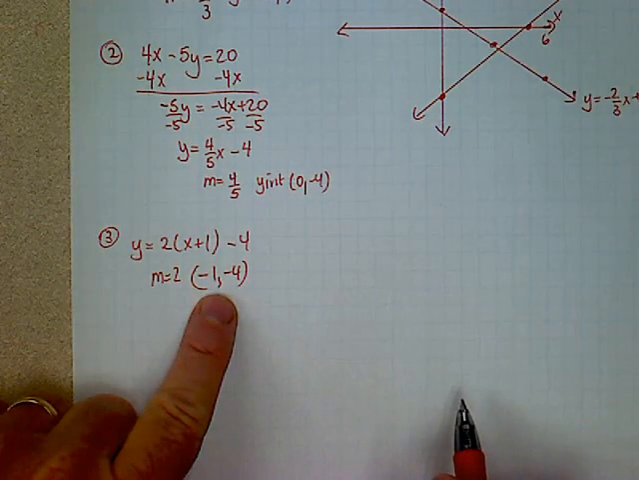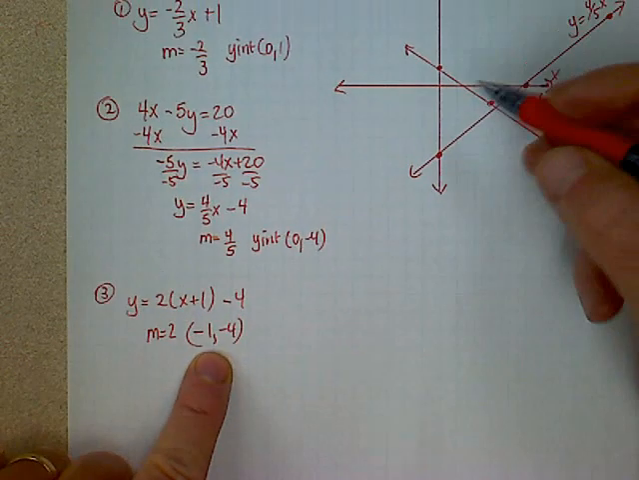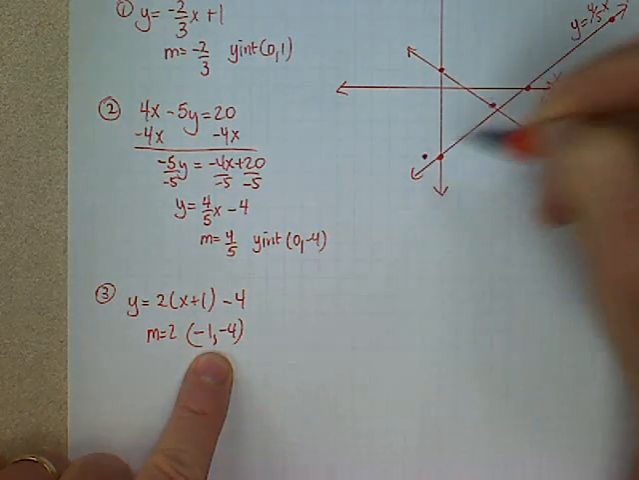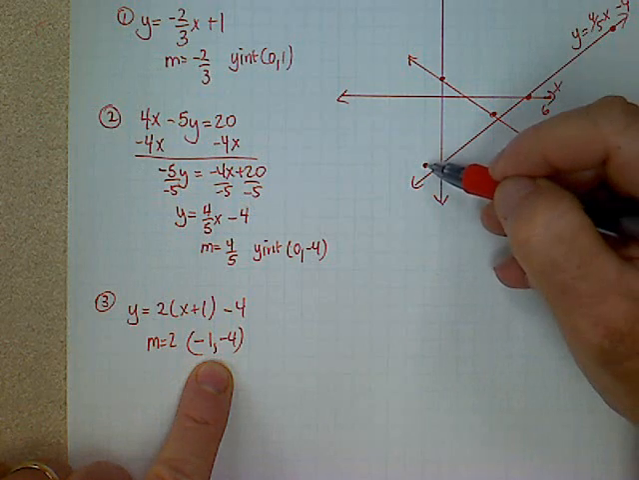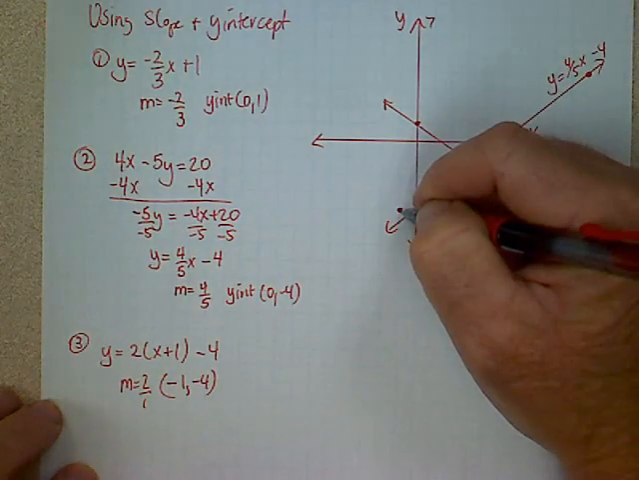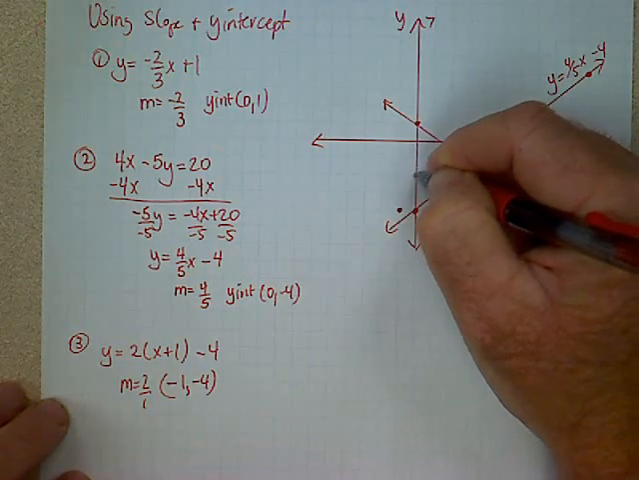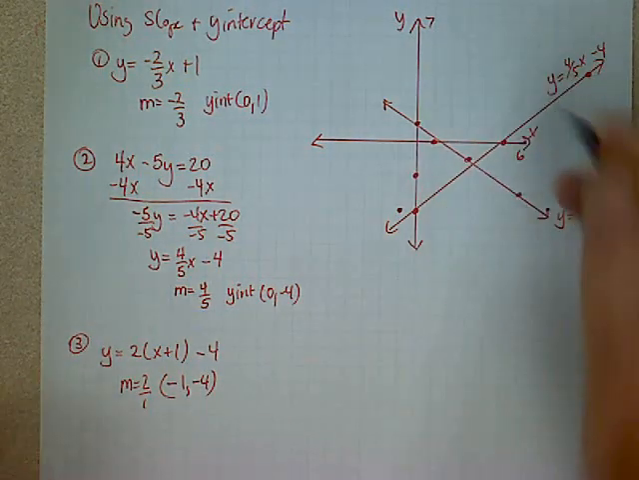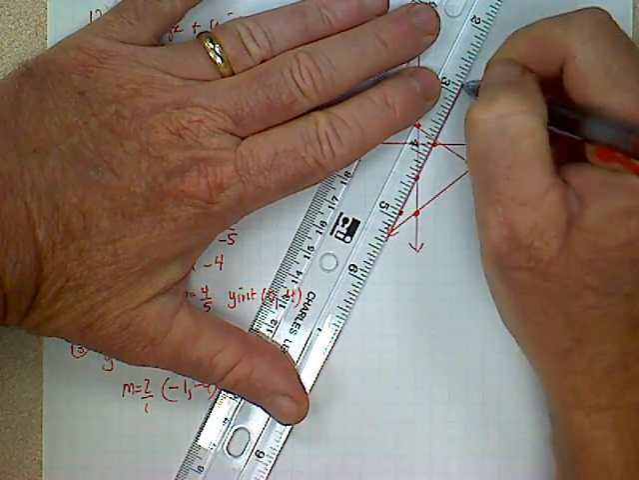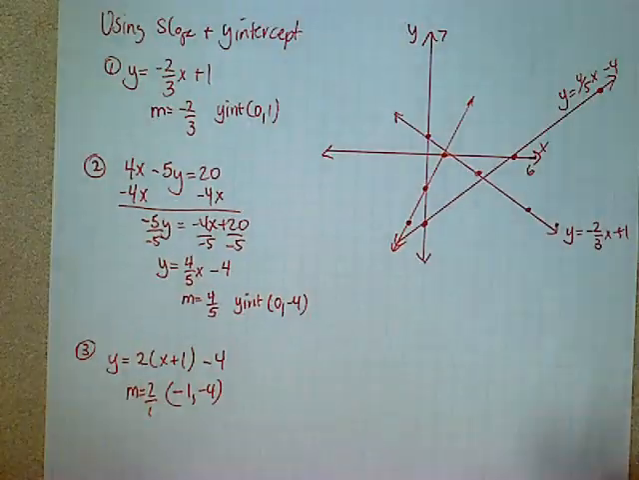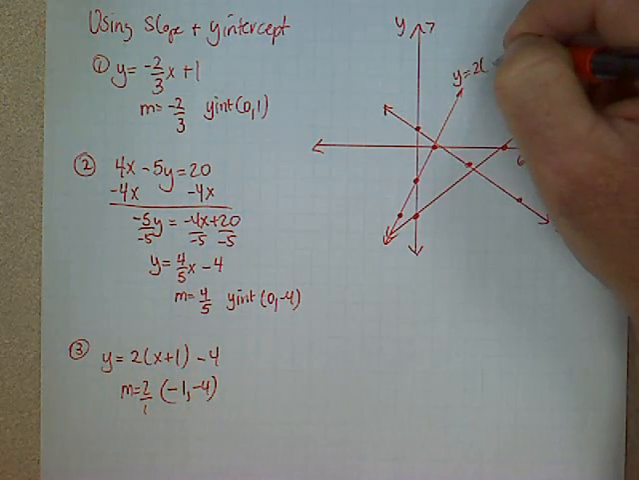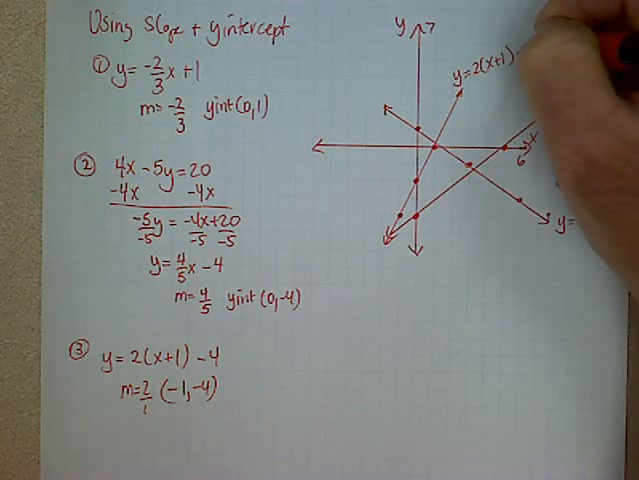So what I'm going to do is just start at my point, come back up to my graph. Negative 1 is negative 1, 2, 3, 4. And then I'll use my slope, which is rise over run, 2 over 1. So I'll just go from that point up 2 over 1, up 2 over 1. Connect with a nice straight line, and you will have it. Go ahead and label. That was y equals 2 times (x plus 1) minus 4.